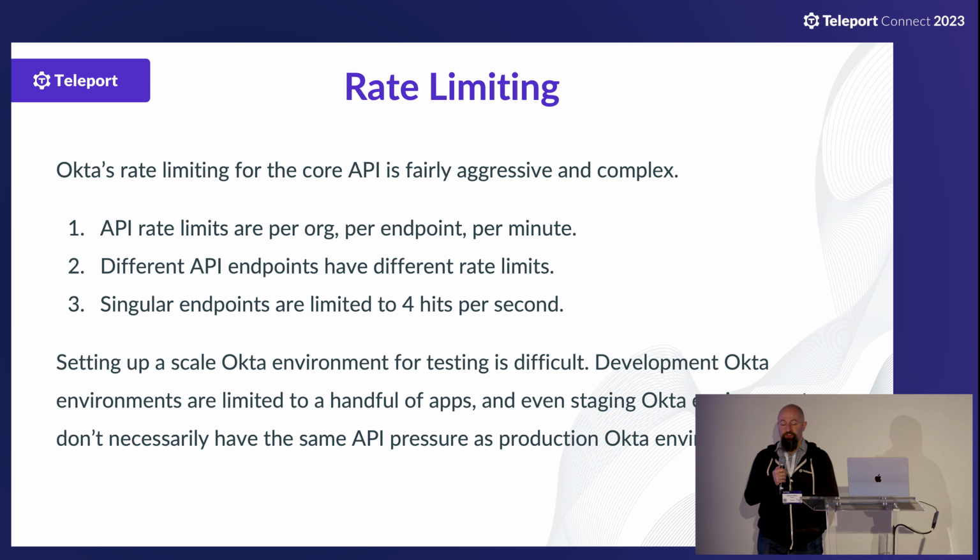Additionally, different API endpoints have different rate limits, and they can range from 40 per minute up to 1,000 per minute. And then additionally, singular endpoints are limited to 4 hits per second. I believe that's right. This makes it fairly challenging when you're attempting to query information about each application or each user group. A few other things is that setting up a scale Okta environment for testing is fairly difficult.